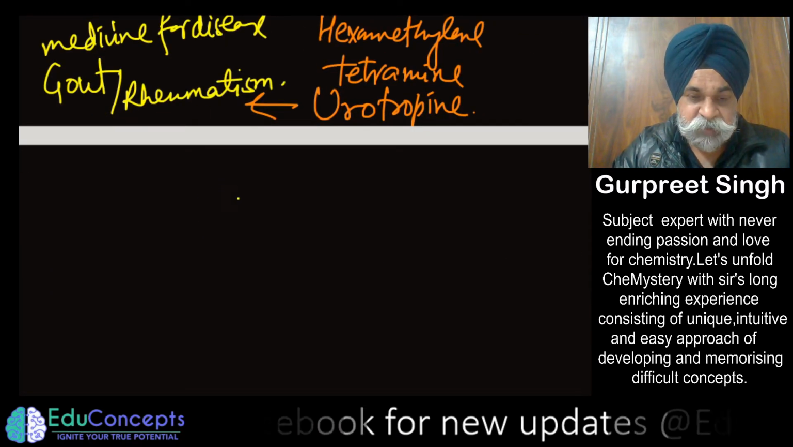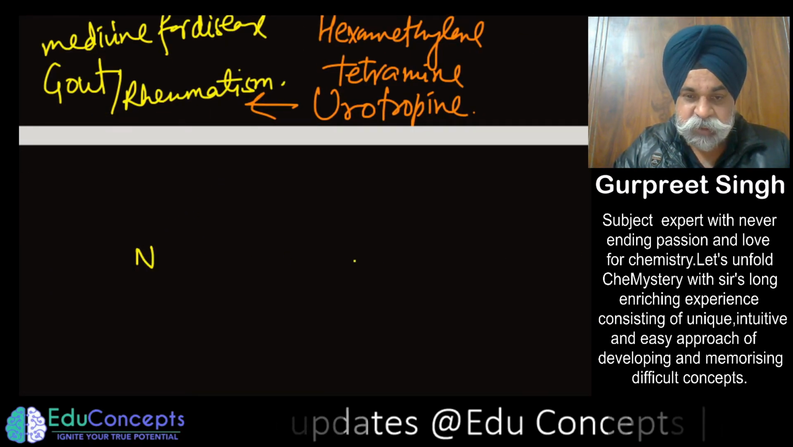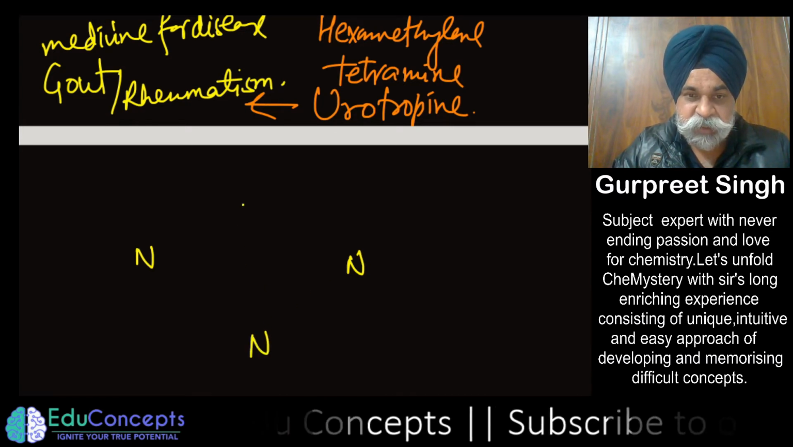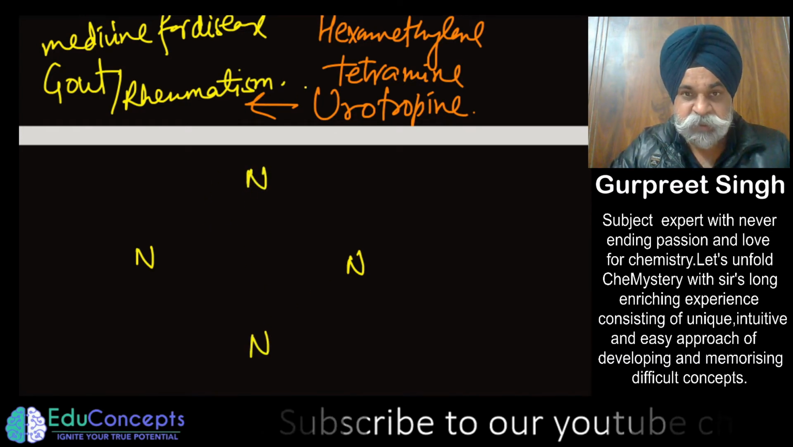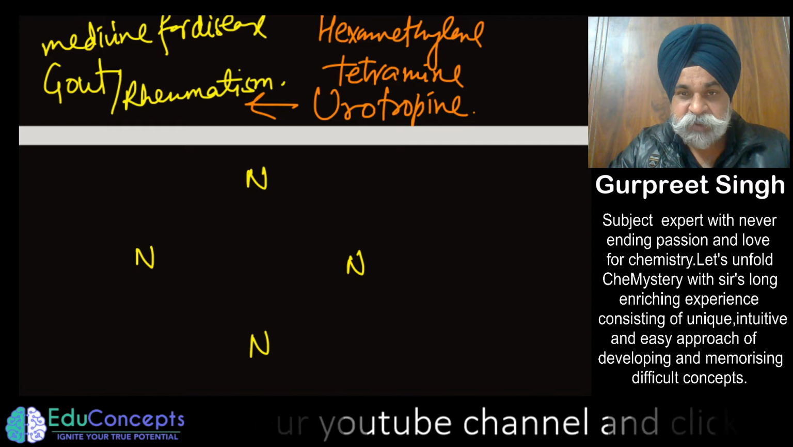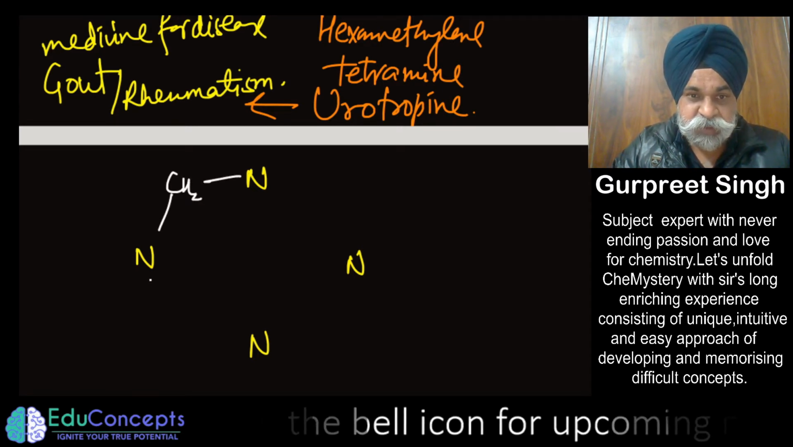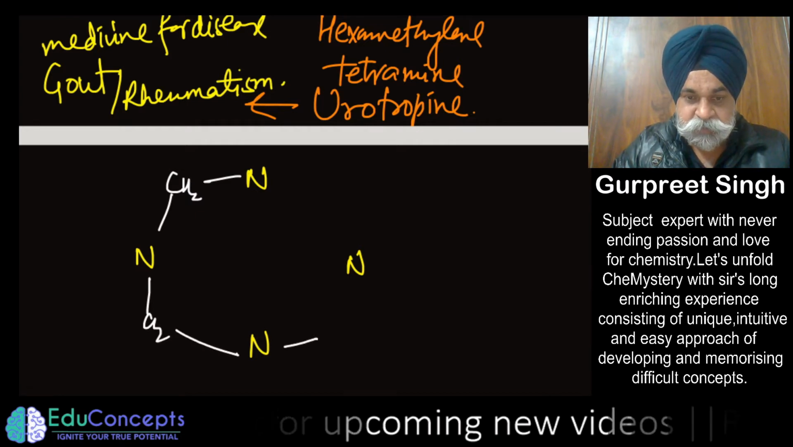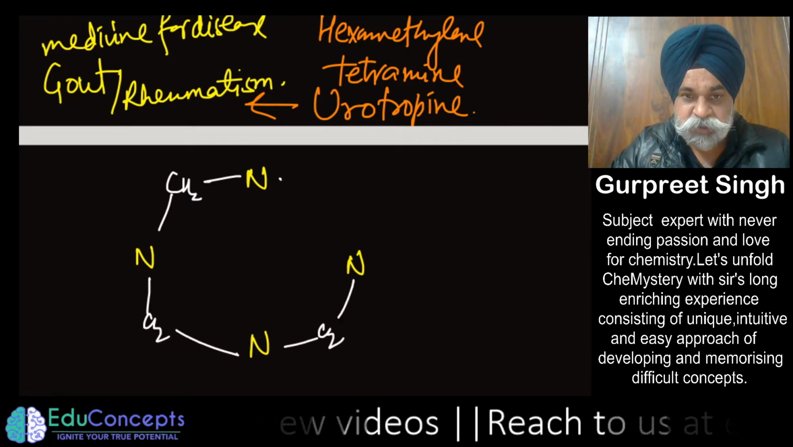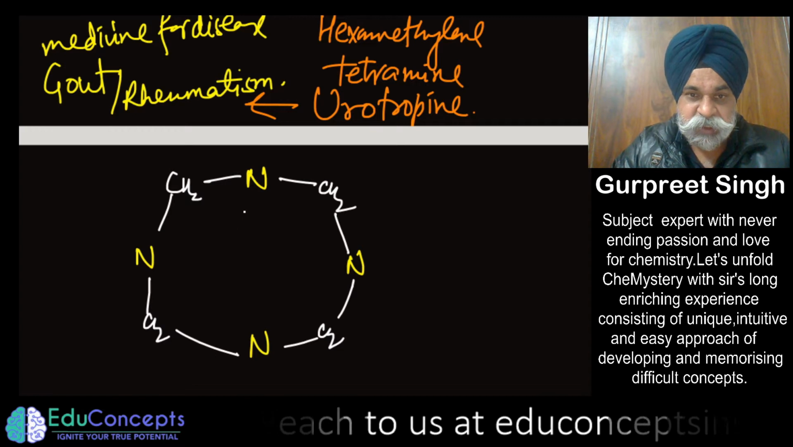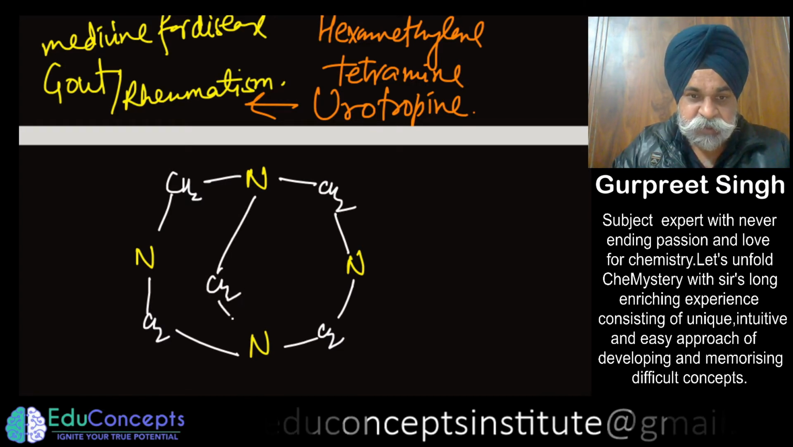There is also a very important point that is asked from the organic chemistry point of view: what is the structure of it? The 4 nitrogens are present at the corners of a tetrahedron, and these are attached to each other with CH2 bonds. For this, you should also refer to organic chemistry, aldehydes and ketones. This is a very popular one.